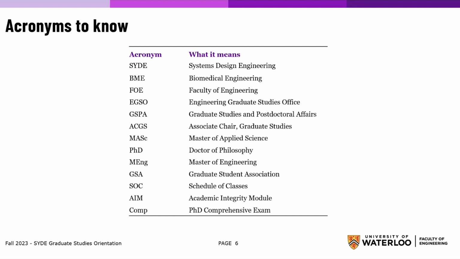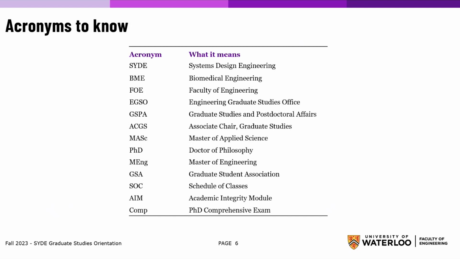You won't have too much to do with them in general, unless you need a letter or something specific at the end of your program. Typically, we liaise with the GSPA on your behalf. You don't have to worry too much about contacting them. ACGS is the Associate Chair of Graduate Studies, so that would be Professor Abdel Rahman in our case. And then we've got our program acronyms, MASc, PhD, and MEng.